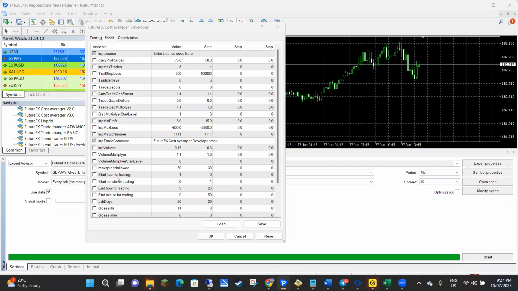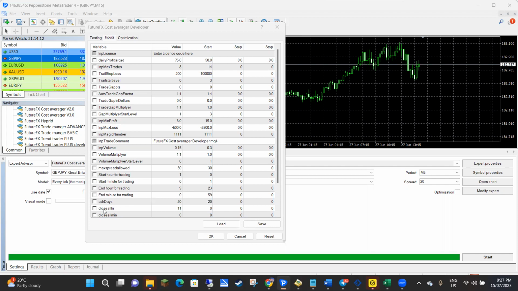Now we've got the start hour and minute and the end hour and minute. What they do is, in this case, one hour after the market open, the software can start trading. Nine hours after the market opens, it will stop taking out initial trades. Now, it can still open up extra cost averaging positions, but it can no longer open up any initial trades.